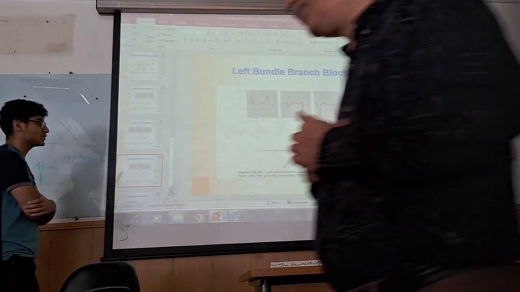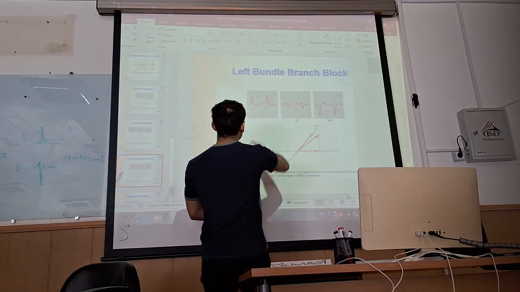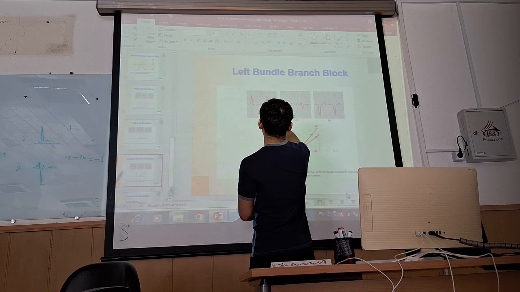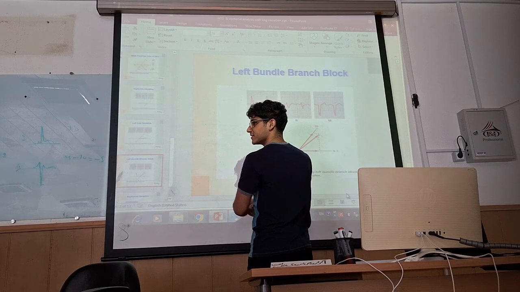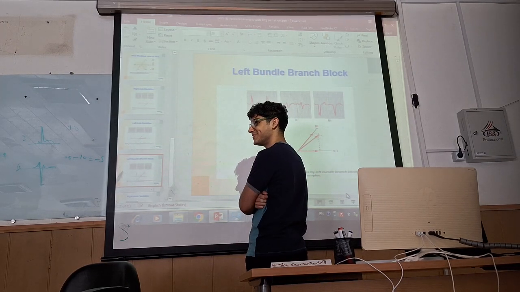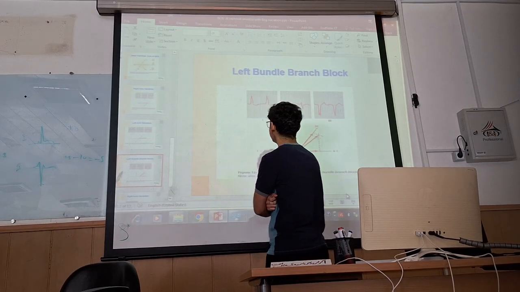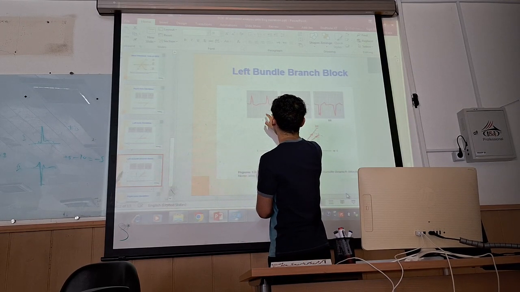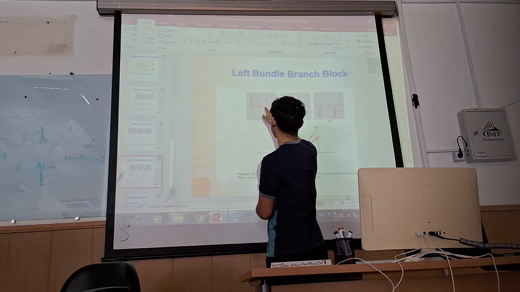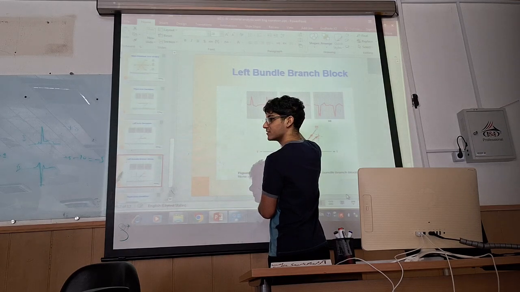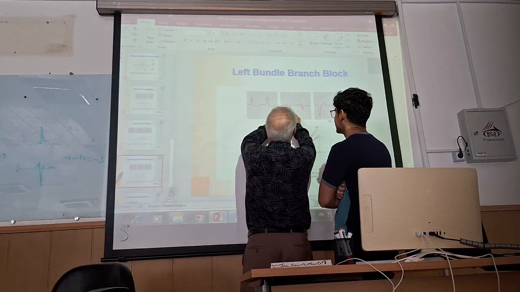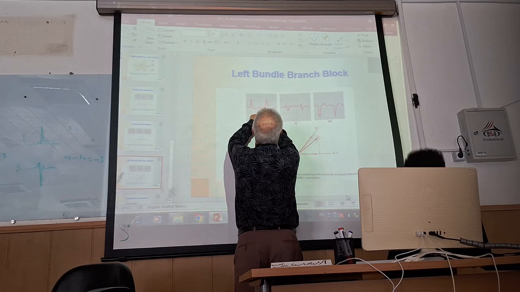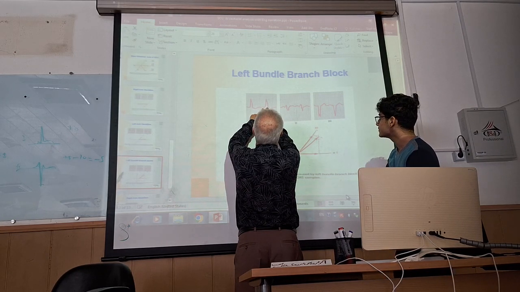Count them down. Start from Q of the QRS complex. How many squares do we have? It should be 2.5. Count the small squares. 1, 2, 3, 4, 5, 6. I can't see them, but we can do it. 1, 2, 3, 4, 5, 6, 7, 8.